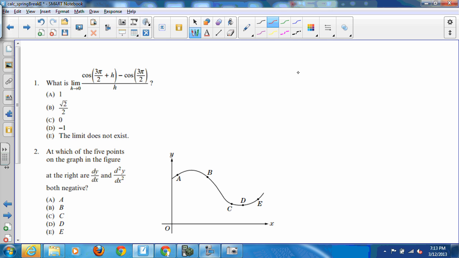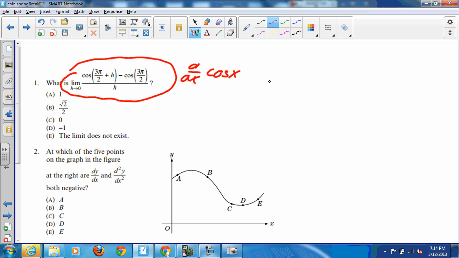Okay, let's take a look at some sample tests from the AP College Board here. It's the non-calculator section. First one, you can see here that they've got the limit as h goes to 0 of this function. You should recognize right away that this is the derivative. So the function is the cosine of x, let's say. So the derivative of that is a negative sine of x.